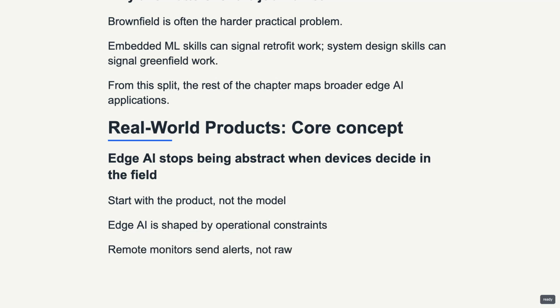A remote monitor is a good example of the pattern. It watches locally for a fault or unusual vibration, then sends only a small alert when something crosses a threshold, which saves bandwidth and protects the system when the connection is unreliable.